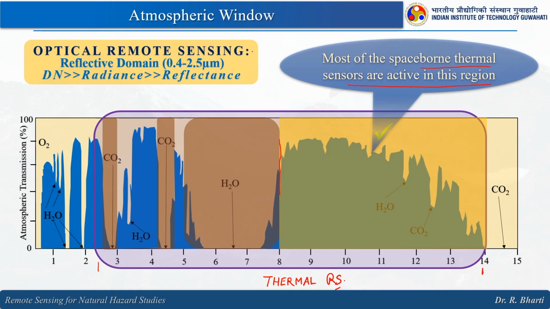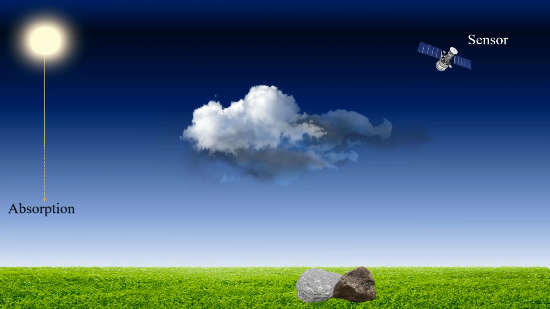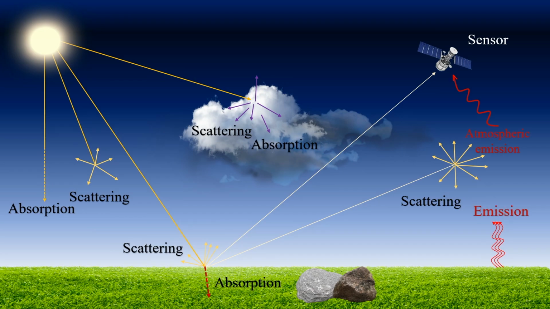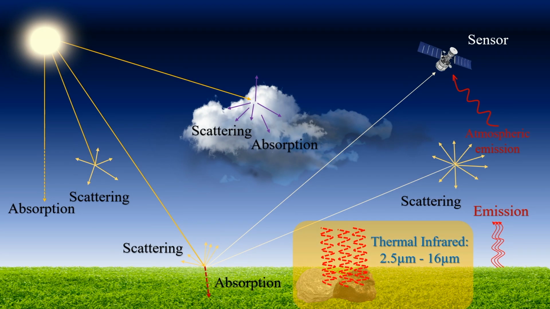In the previous lecture I have already covered the part of optical remote sensing. The reflective domain, which is 0.4 to 2.5 micrometer, and then I also explained to you the DN, radiance and reflectance, why reflectance is a unique property and how we can utilize this information to identify the material or to generate the information about the target, right.